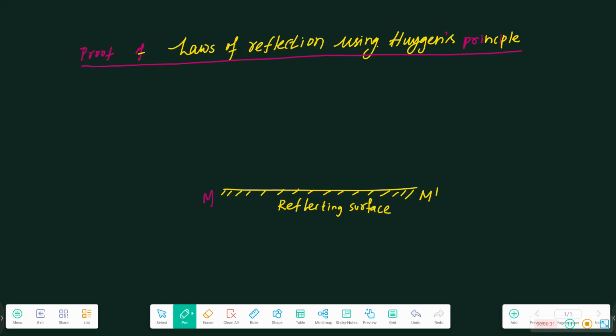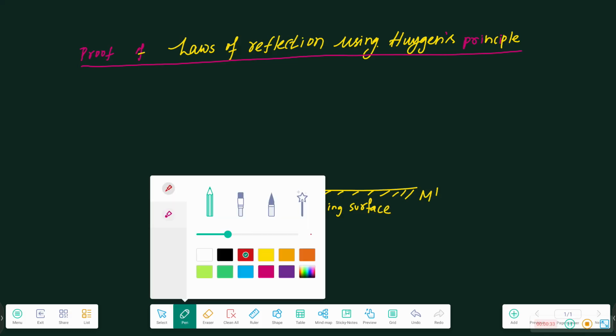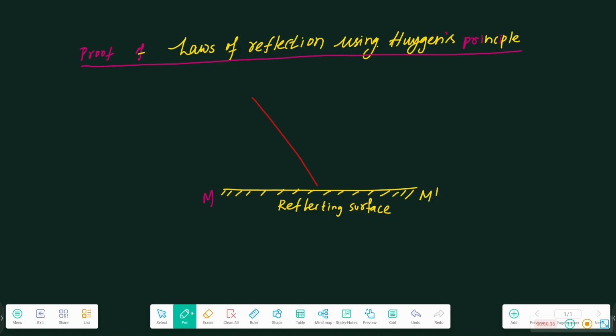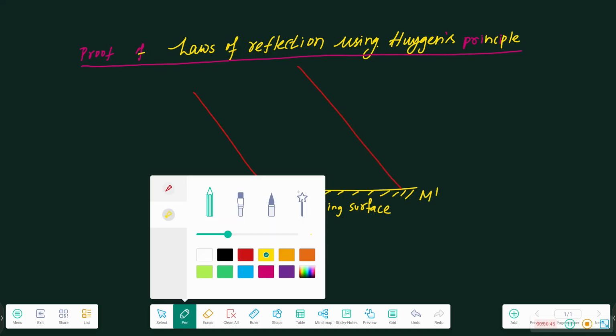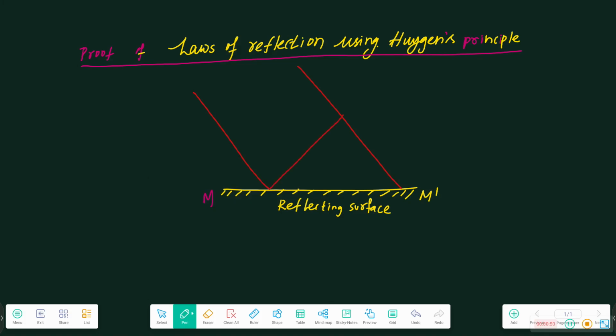Now what you do, you take a ray of light. Take parallel light rays. Now make a perpendicular like this. Make a perpendicular like this. Now this will be your incident wavefront. Remember, these are parallel light rays coming.